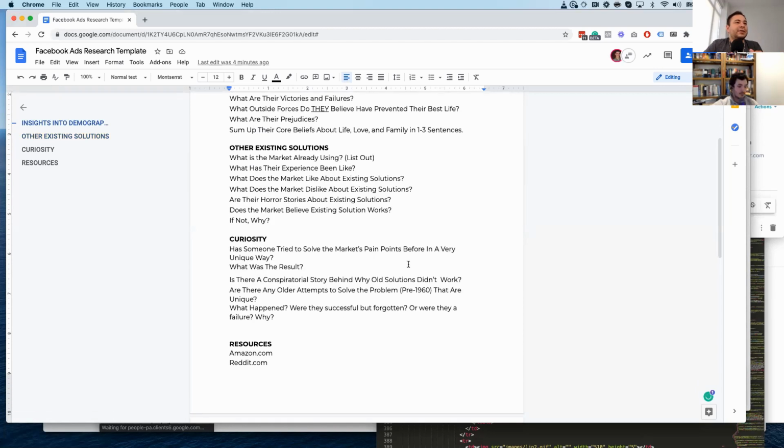Next one, does the market believe existing solutions work? I think this is probably the most important one. Most prospects, most people have probably used the product before, and you need to know, does it work or does it not work? And if it works, why do they think it works? And if it doesn't work, why don't they think it works?